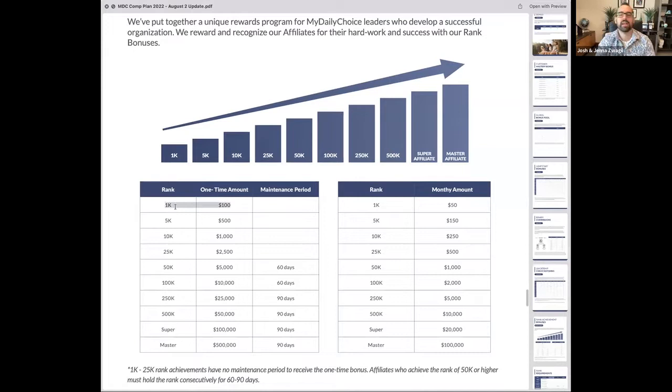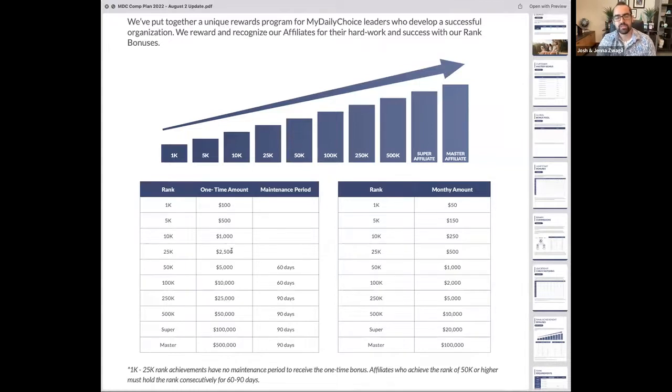The first rank in My Daily Choice, outside of being free, builder, director, executive, is 1K. It's basically 1,000 points in your enrollment tree, and for hitting the rank of 1K you get $100. Then you bump up to 5K, which is basically 5,000 in volume, and you get $500. Then 10K is $1,000 one time, and 25K is $2,500.